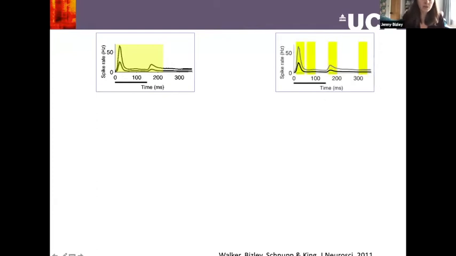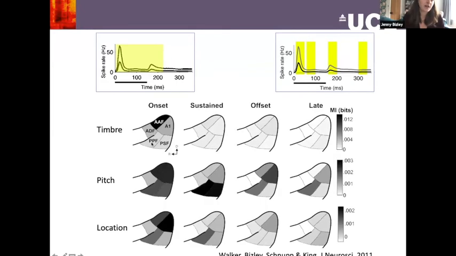And what Kerry wanted to do was to divide this up and instead compute the mutual information, which is essentially just a measure of how certain we can be about what stimulus was presented based on the spiking response, now for discrete time windows. So we have one time window at the onset of the sound, one targeting the sustained response, one at the sound's offset, and a late window as well. And we measured the amount of information available in each of these time windows and plotted them for each of the three sound dimensions, at each point in time, across each of the 5 cortical areas that we were interested in.